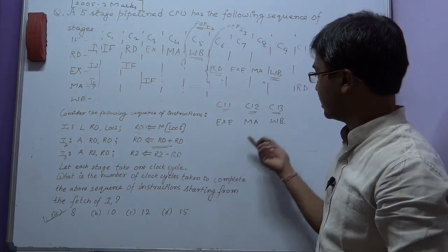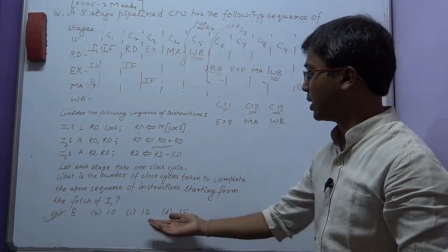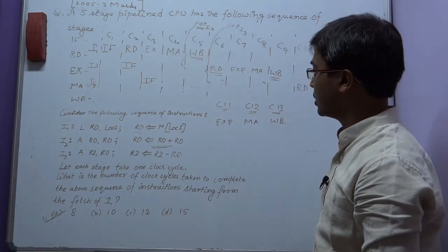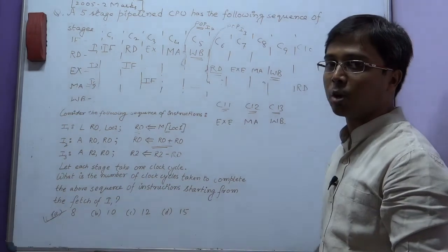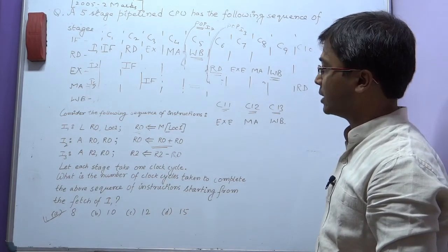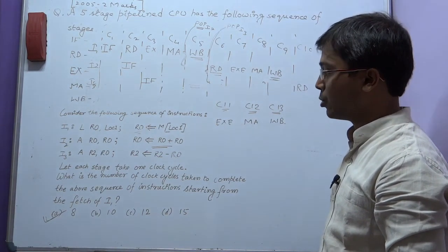So see, this option of 13 is nowhere in the given options, so definitely we had to consider the operand forwarding method. Hope you have understood the logic.